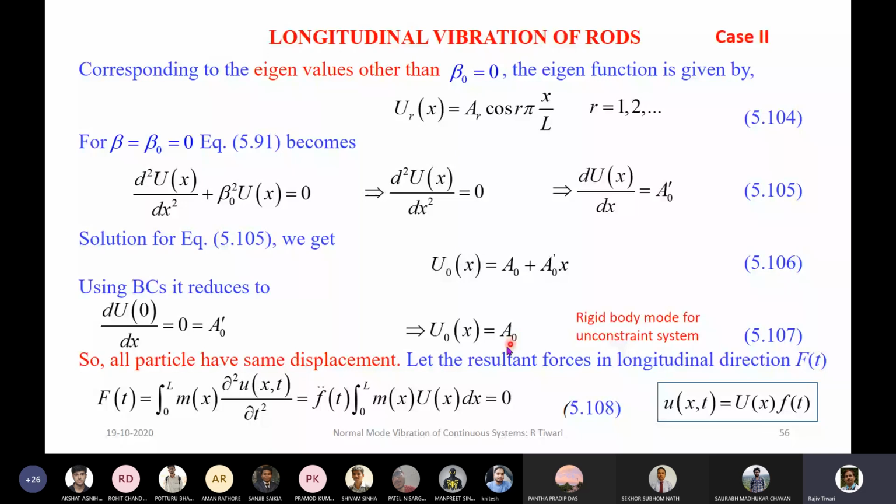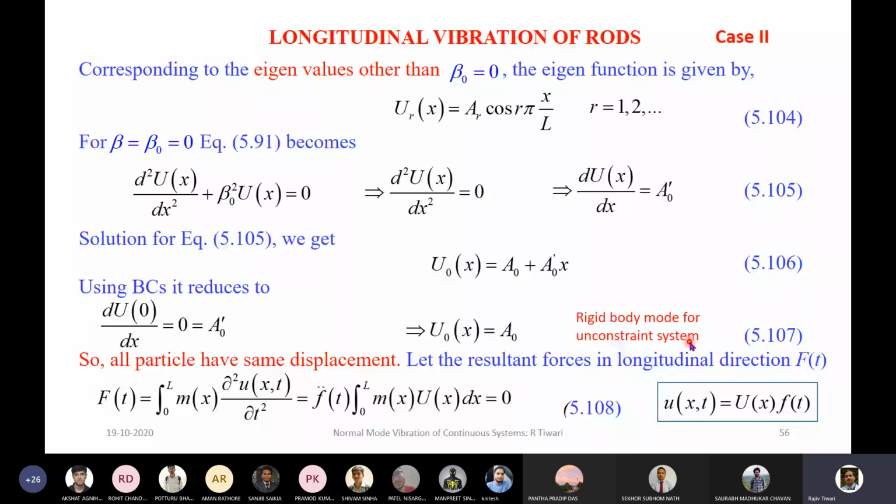So you can see that corresponding to the 0 natural frequency, the eigenfunction is a constant quantity. That means the rigid body mode, all the particles, if we take x is equal to any value, will get the same displacement. So this is the rigid body mode, which is there for the unconstrained system, like the free case.